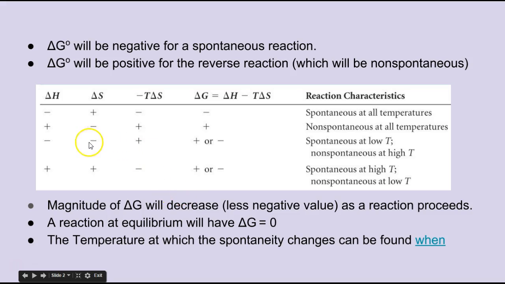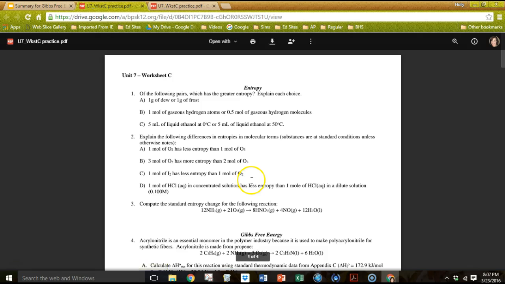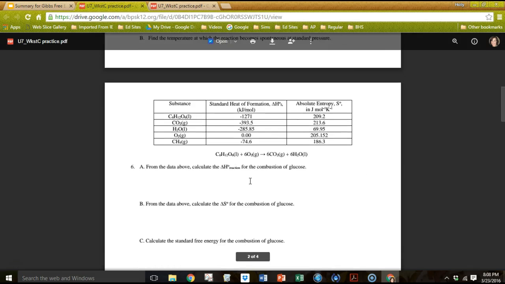So when we look at these last two scenarios on the table up here, when I have an exothermic reaction that has a decrease in entropy, and I want to know, well, what temperature is this going to happen at? Like, how low is low enough for it to be spontaneous, or how high is high enough for the temperature for this fourth scenario to be spontaneous? Well, now we're going to look at calculation 5 on worksheet C. So let's take a look at that.